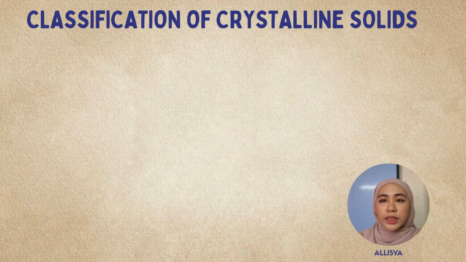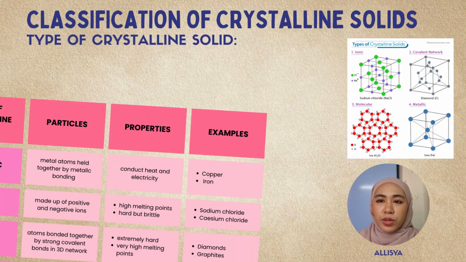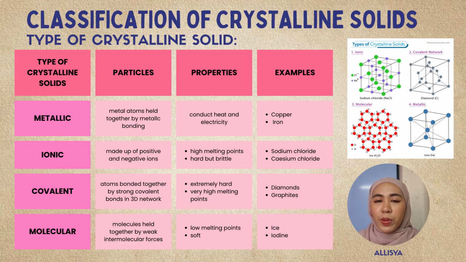This table summarizes the four main types of crystalline solids based on their particles, bonding, properties, and examples. Metallic crystalline solids consist of metal atoms held together by metallic bonding, and the presence of delocalized electrons allows them to conduct heat and electricity, such as copper and iron. Ionic crystalline solids are made up of positive and negative ions held by strong electrostatic forces, giving them high melting points and making them hard but brittle. For example, sodium chloride and calcium chloride.